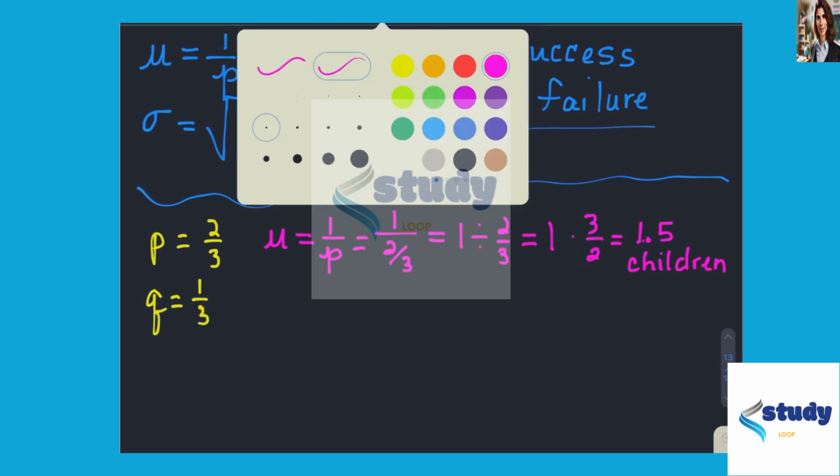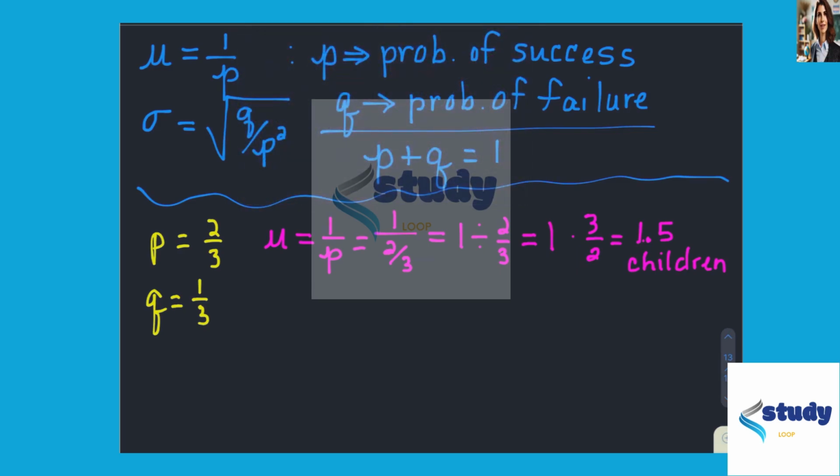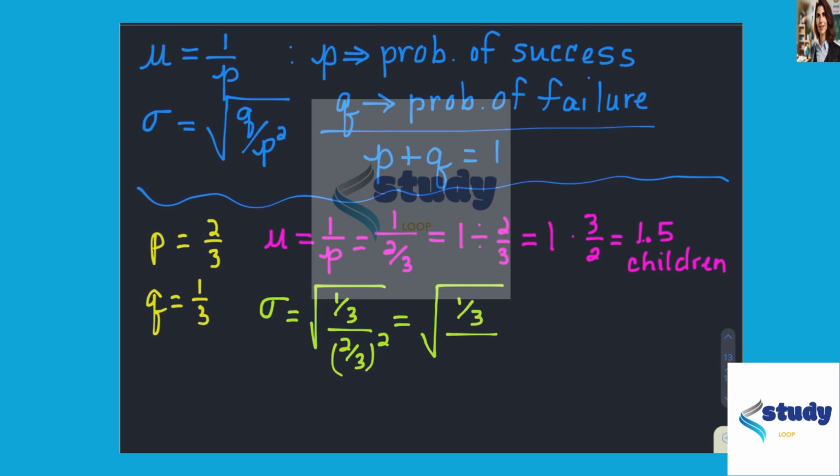To calculate the standard deviation, we're going to substitute our values in. So we're going to put our q, which is 1/3, divided by our p-value squared. I like to do some cleanup before we jump to the calculator. And 2/3 squared is the same as 4/9.